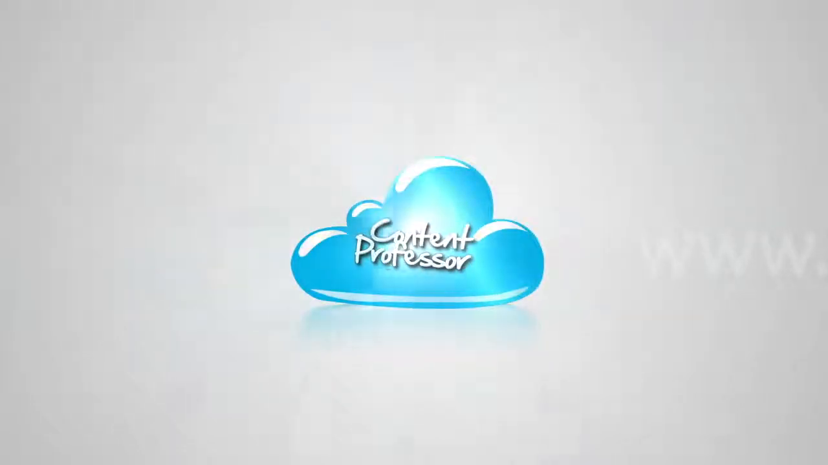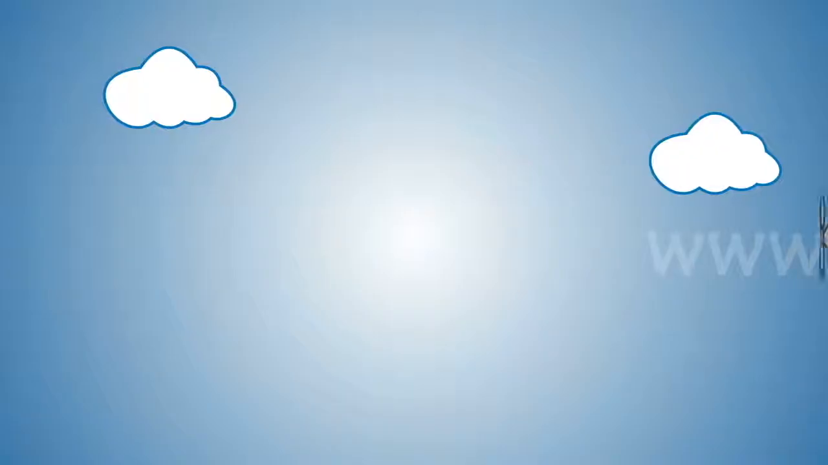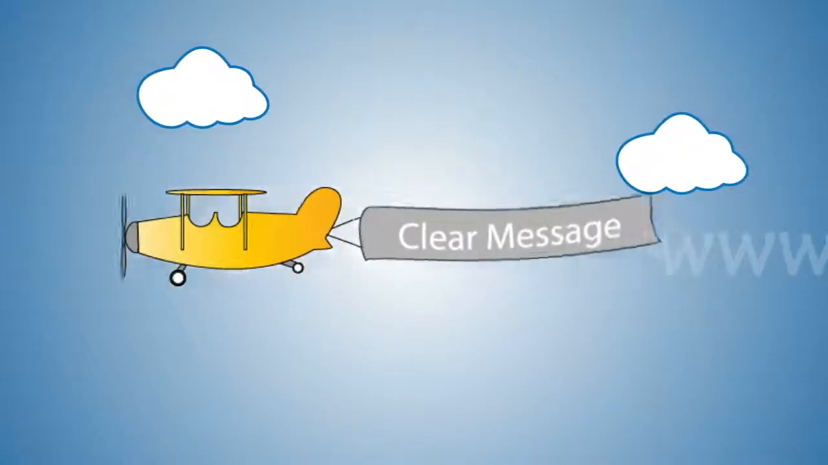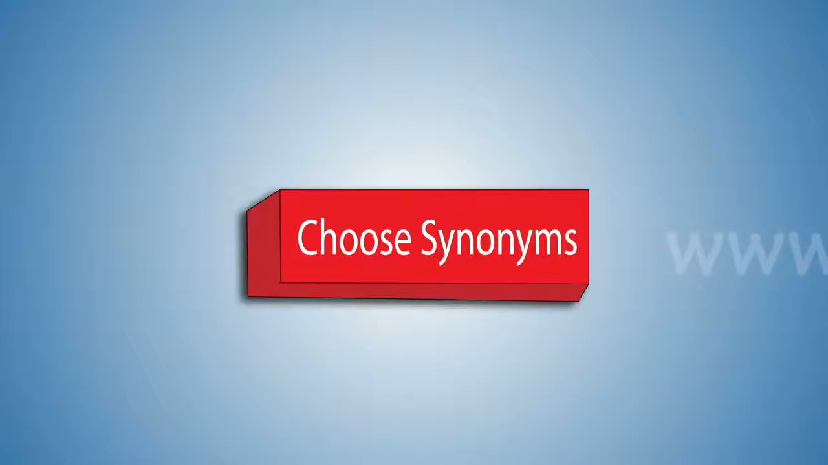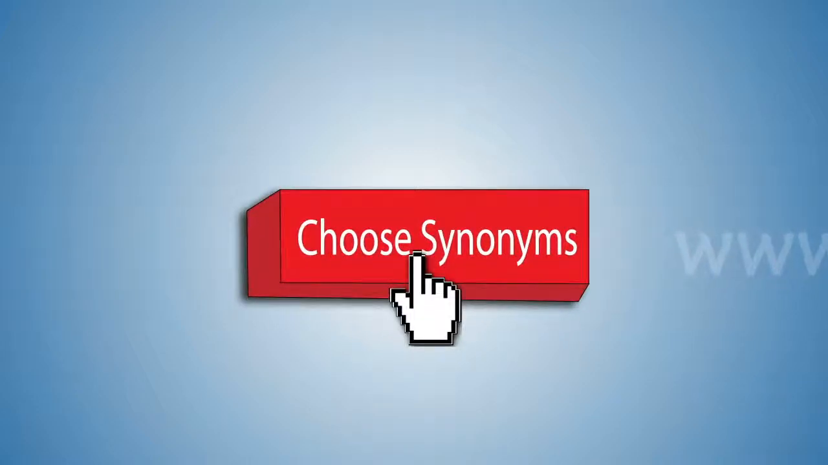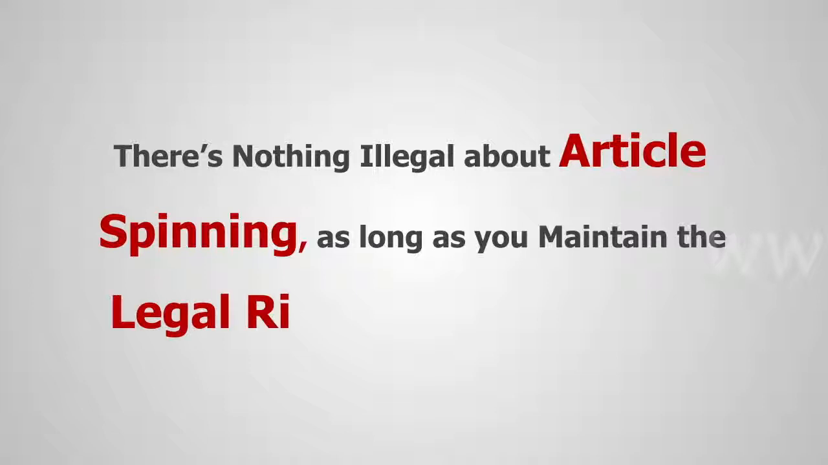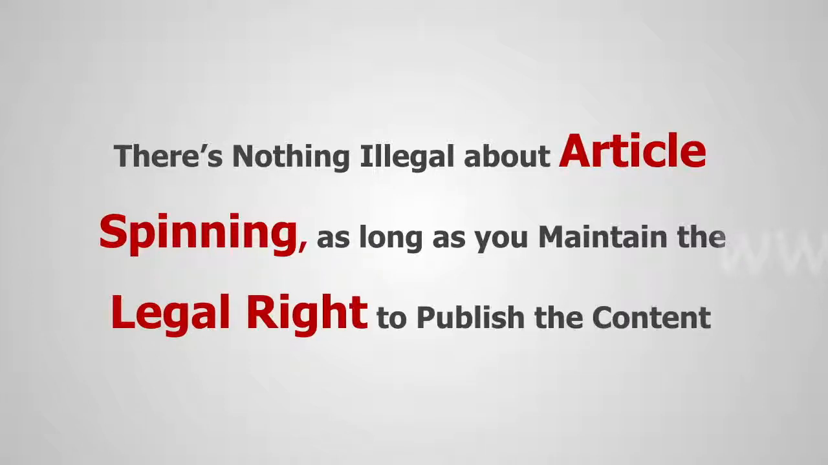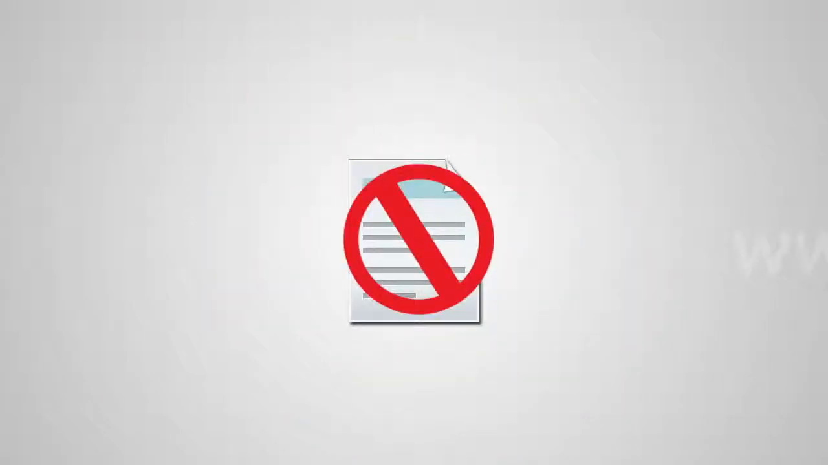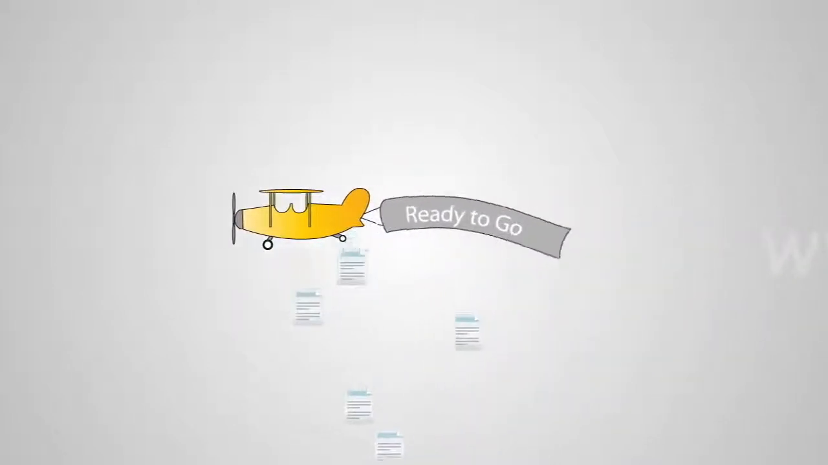To use Content Professor ethically requires one thing: having great content with a clear message in the first place. When you choose synonyms that fit your article appropriately, the spun articles will turn out excellent with original, non-duplicated content. There's nothing illegal about article spinning, as long as you maintain the legal right to publish the content. You see, when done well, spun articles aren't detectable by any computer and will not be spanked by Google or other search engines. You'll be ready to go in less than a minute and be on your way to creating tons of fresh new content for any type of online site you need.